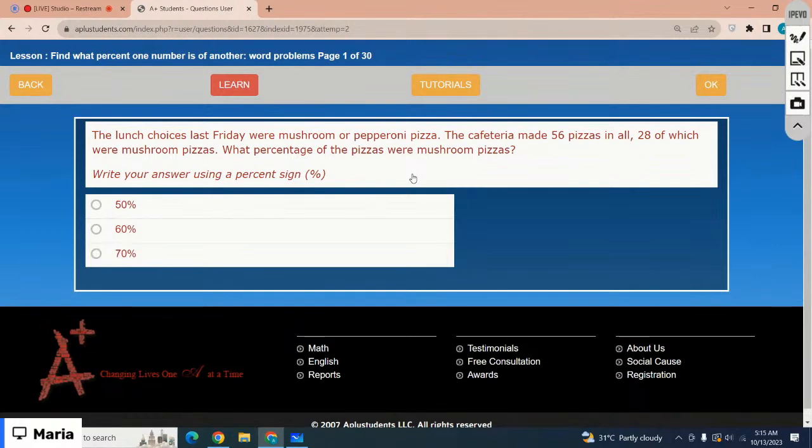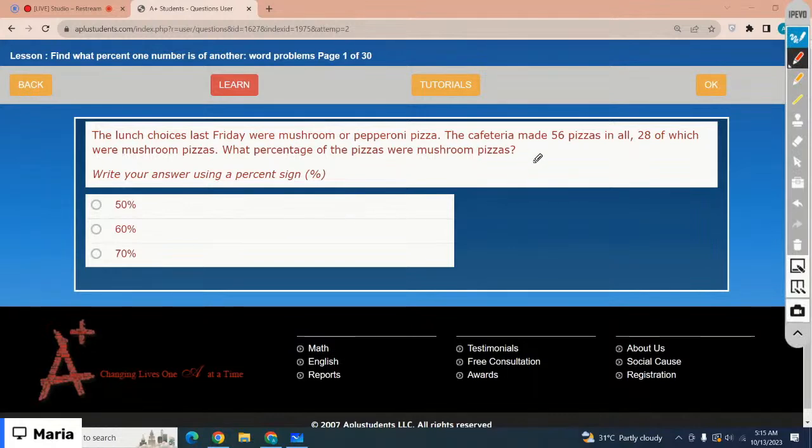So you can see, just think logically. 28 is exactly half of 56, isn't it? That means 50% of the pizzas were mushroom. You can do calculations also. How do you do calculations? Whole is 56. Part is 28. Just make a proportion. Part over whole equals n over 100. That is 28 over 56 equals n over 100. Just do cross multiplication, do calculations, right? The correct option is 50. Got it?